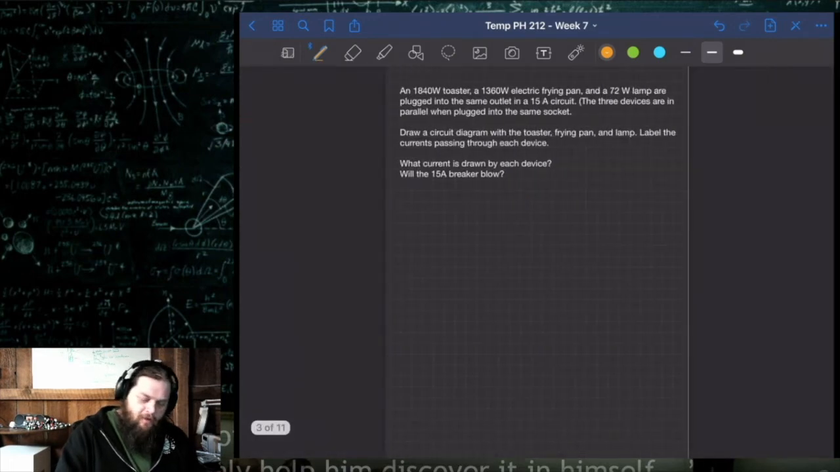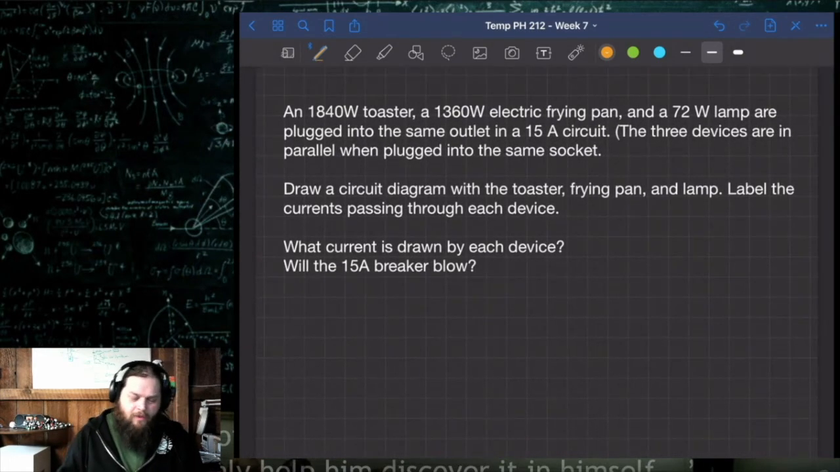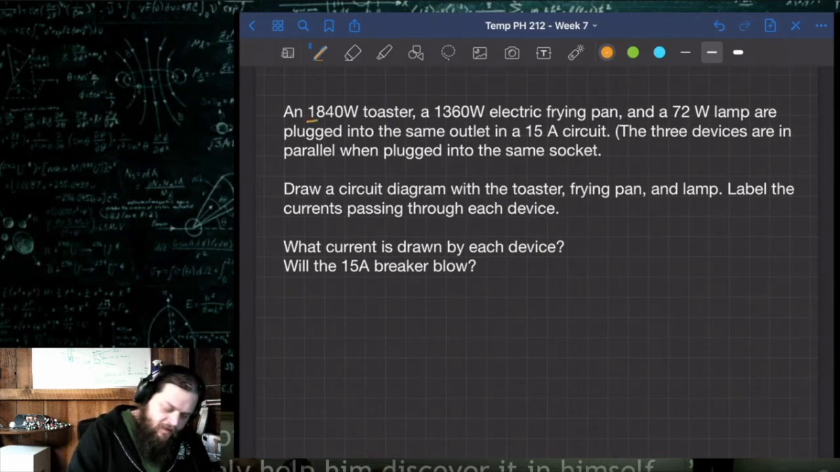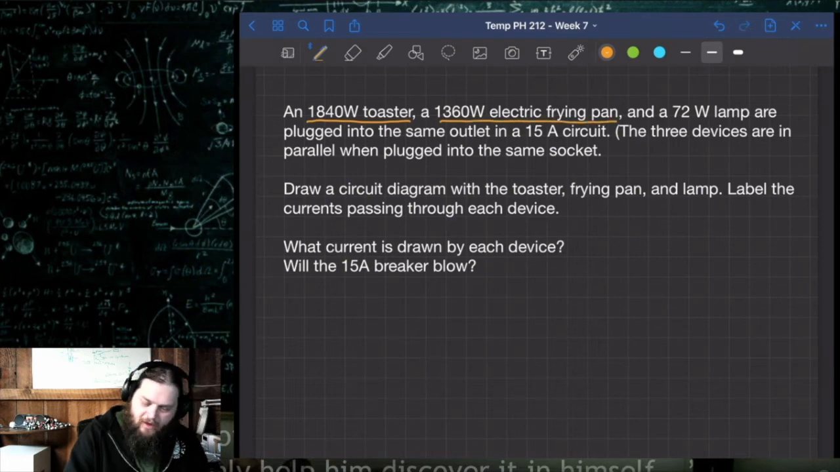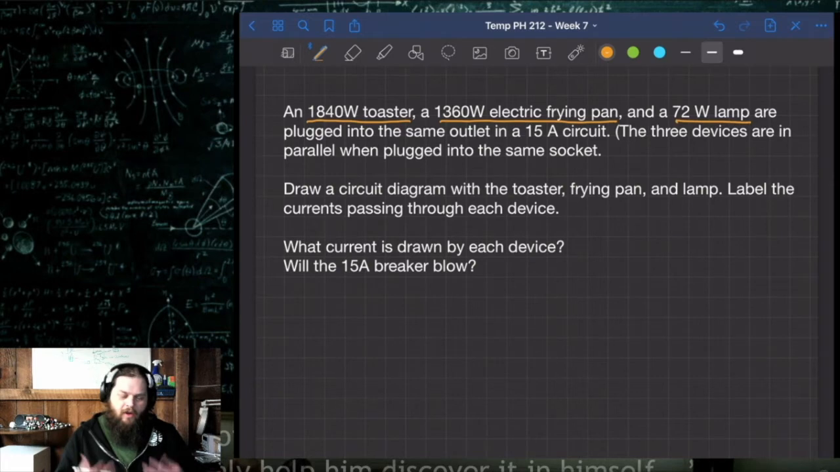This next problem has to deal with 3 appliances connected in parallel. So here they give us the wattage of a toaster, the wattage of an electric frying pan, and the wattage of a lamp. I'm going to plug all of those into a 15 amp circuit. And when you plug it into your wall, you're basically plugging a device in parallel with everything else in your house, right?